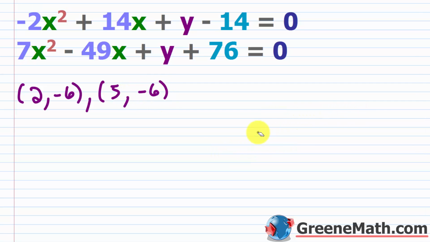So we have an ordered pair, 2 comma negative 6 that works. And again, it works in each. You can stop the video and check. And then 5 comma negative 6 that works as well. Again, you can pause the video and check that.